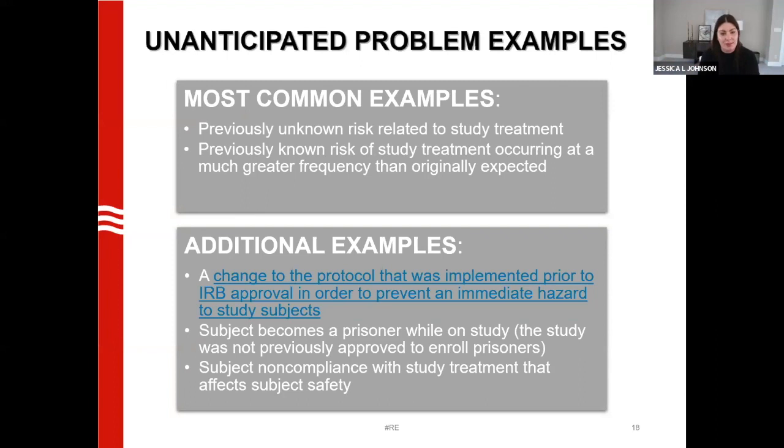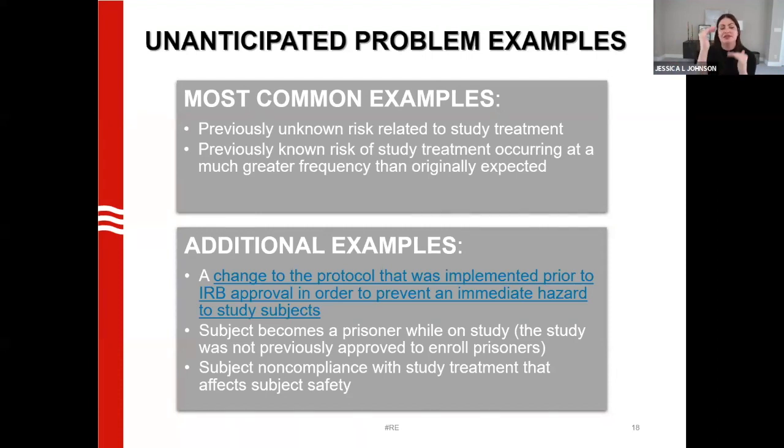That could be an example, but in general, this is where you think of those physical adverse events that occur that you either didn't know about before, or you knew about, but they're happening more severely or at a greater frequency. And like that second example, it can be a previously known risk, but it's unexpected in how frequently or how severely it's happening.